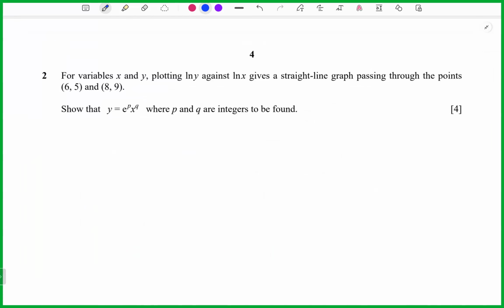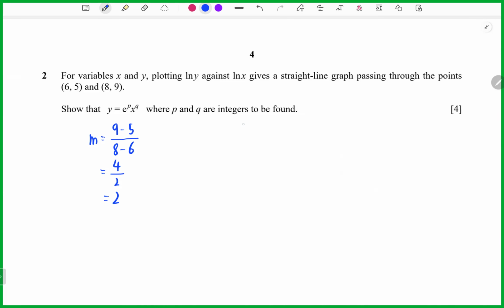For the variables x and y, plotting ln y against ln x gives a straight line graph passing through the points (6, 5) and (8, 9). Show that y equals e to the power p times x to the power q, where p and q are integers to be found. First we need to find the gradient. So m equals 9 minus 5 over 8 minus 6, so we get 4 over 2, which equals 2.